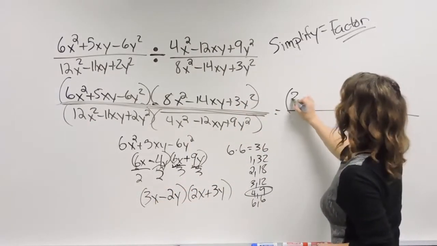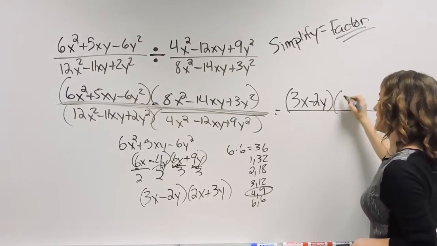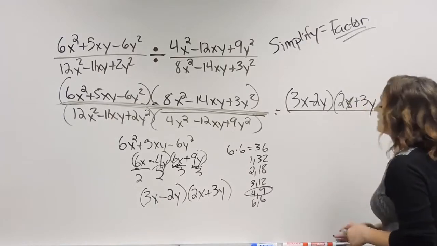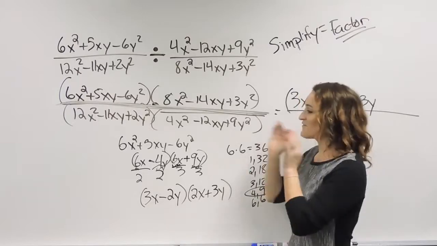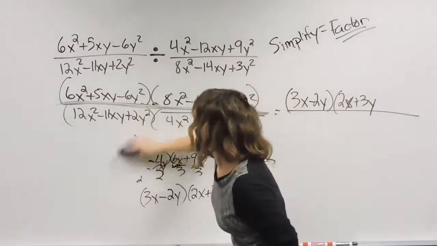So I'm going to plug this in right over here, giving me a 3x minus 2y, and then a 2x plus 3y. Okay? So that is just a quarter of our problem. We have 3 other trinomials that we need to factor. Don't you love it?